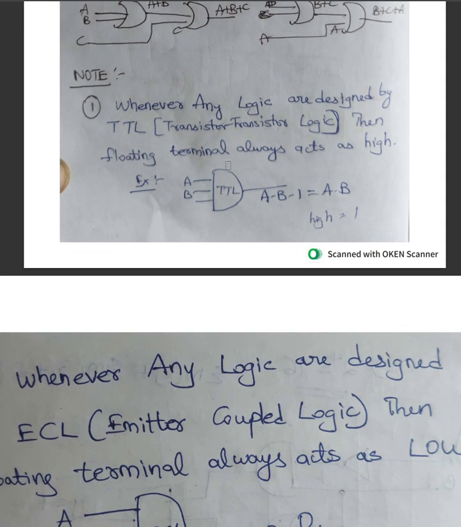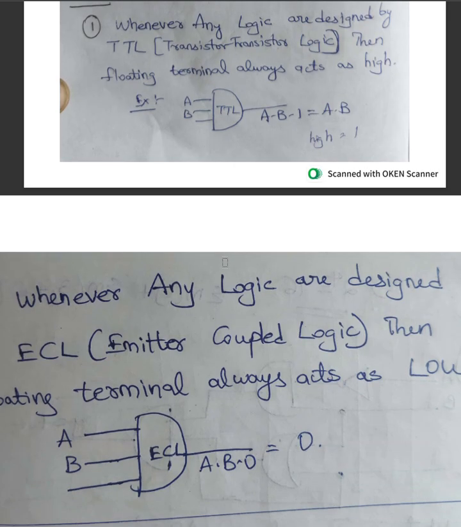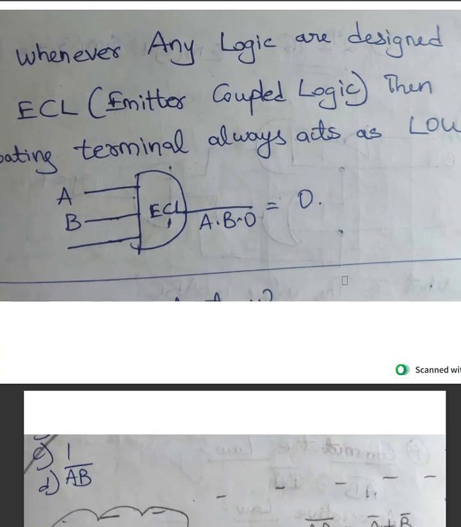One more note regarding GATE. In GATE questions you might see something like TTL and ECL. Whenever TTL is mentioned, the floating terminal, which is empty, is 1. It will be high. Whenever ECL is mentioned, the floating terminal will automatically be 0, that is low.